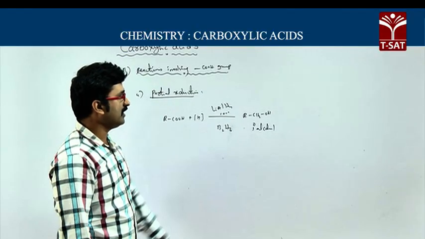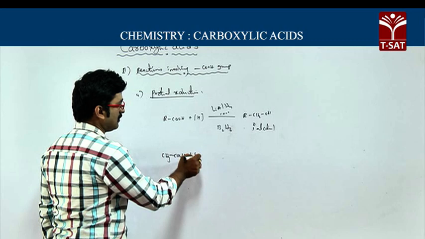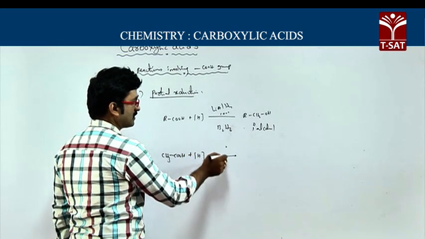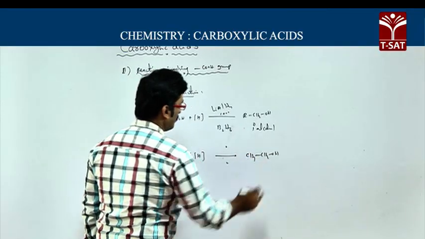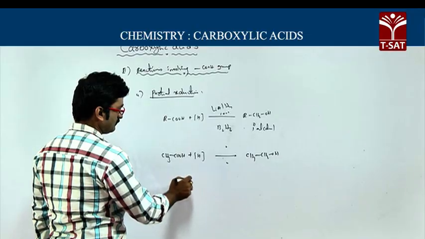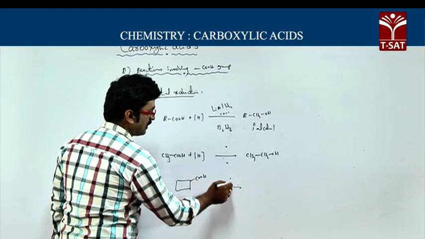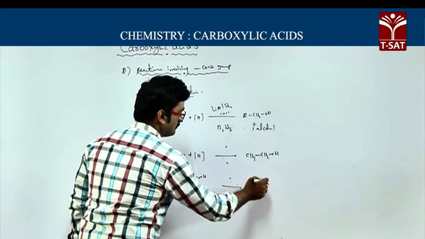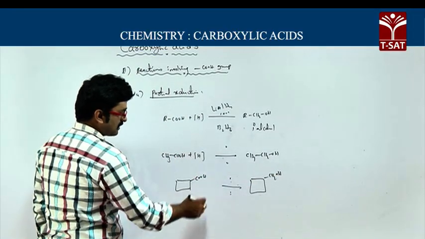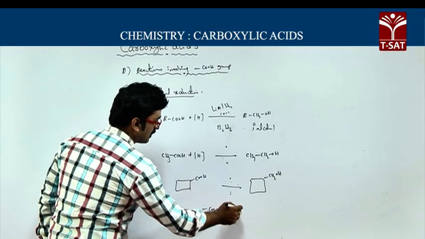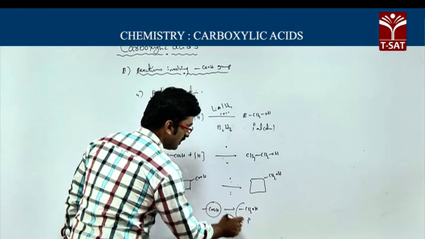We will take acetic acid. Acetic acid on reduction in the presence of these reducing agents gives CH3CH2OH. Or else if you take cyclobutane carboxylic acid, on reduction you will get CH2OH. In this reduction the COOH group is converted into CH2OH. The carboxylic acid group will be converted into primary alcohol.